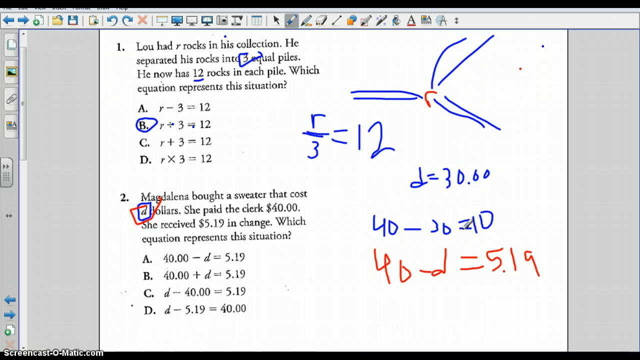So once again, my strategy, and this is something you just have to really practice. Word problems are tough. You got to practice them. My strategy, though, was to just pretend like D was something that I knew, like $30, so that I could figure out what to do. And I figured out, oh, I would subtract. If D's 30, I know I subtract. Well, then I just go back and set it up as a subtraction problem with the numbers that they gave me. And then I can easily see that it is answer choice A.